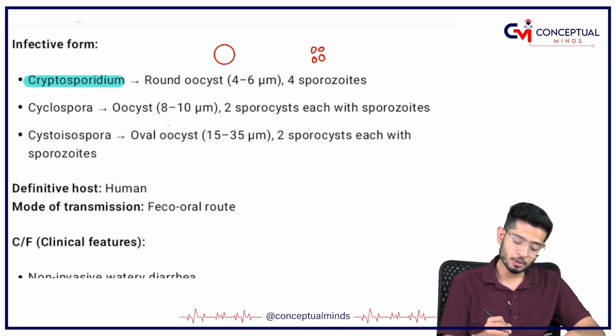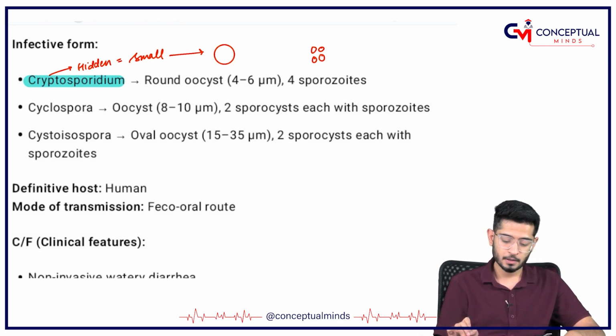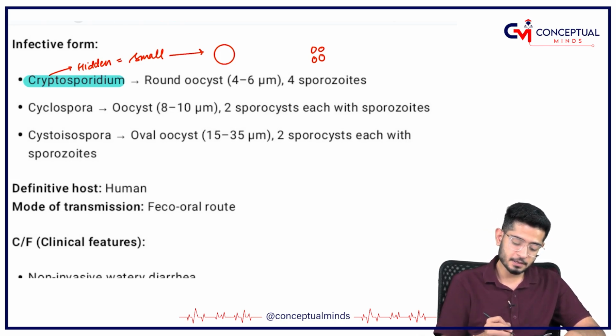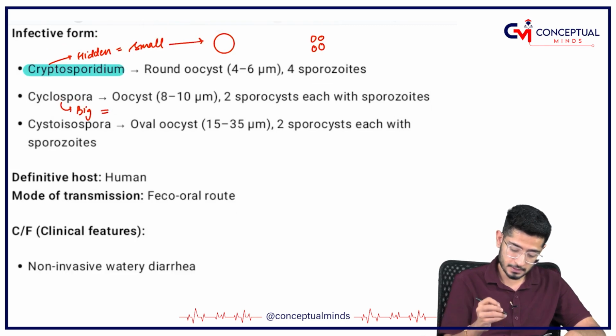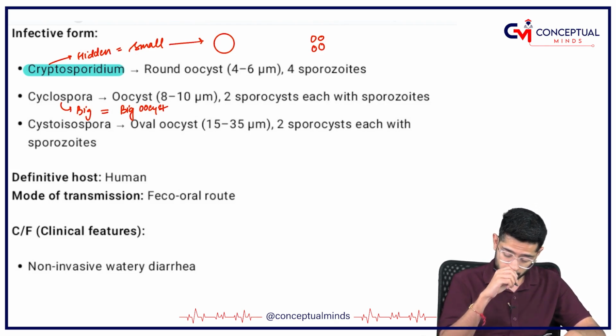Whereas in Cyclospora, the oocyst is a little bigger one, because you know crypt means hidden. So, hidden means they are going to have small oocyst. They are going to have what? Small oocyst, okay. But cycle, obviously cycle is a bigger one. So, they have got a big oocyst. Okay, you got it? Good.